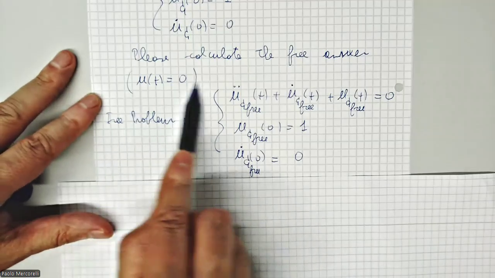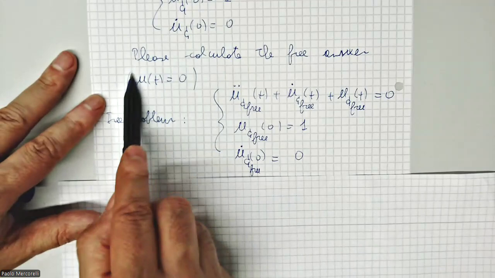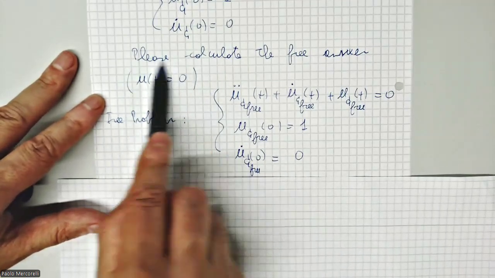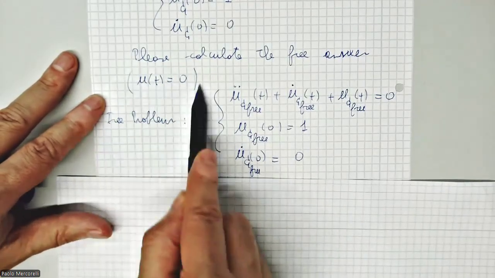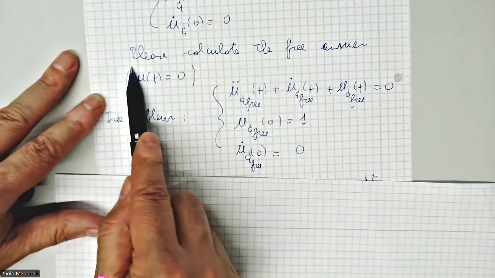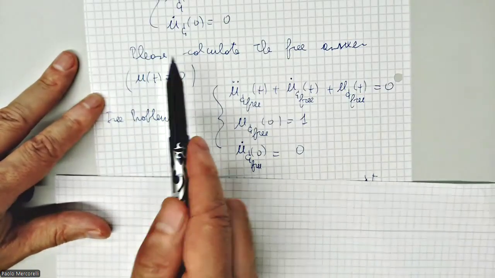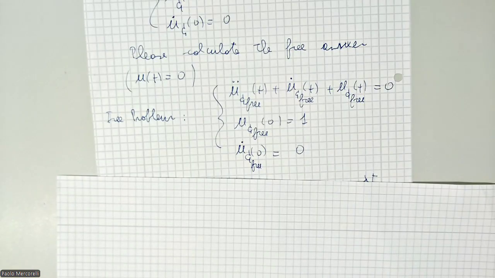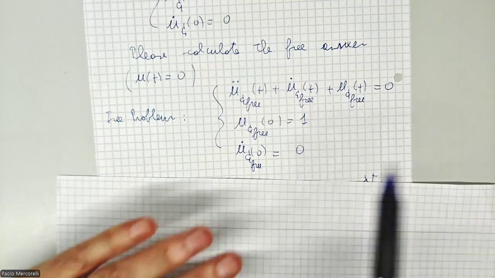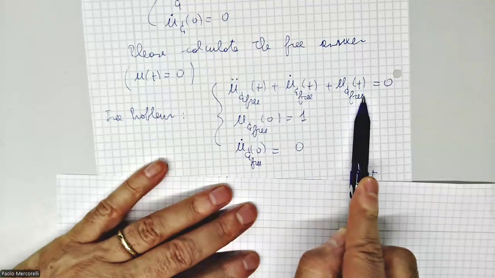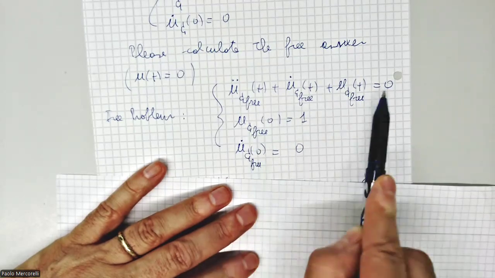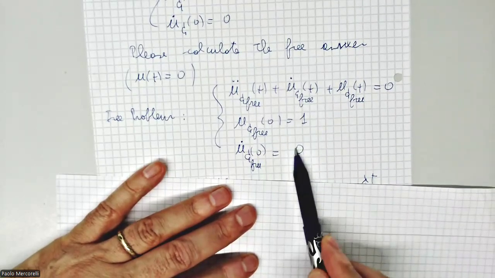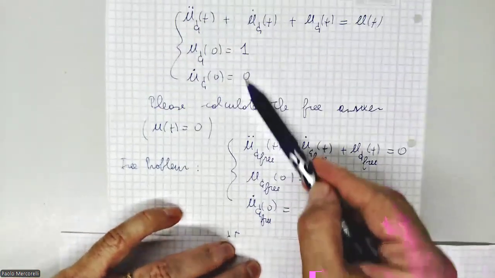Free response. Very important in the exam. Please don't make mistakes, it's easy to remember. Free means autonomous system. Autonomous means without input, without forcing element, without energy going inside the system. We just look at how the energy in the system is evolving freely, in autonomous form. The input is zero. We characterize the equation by the notation free in the subscript. And of course, very important, the initial conditions are exactly what we had here.